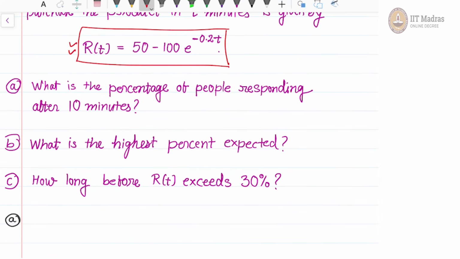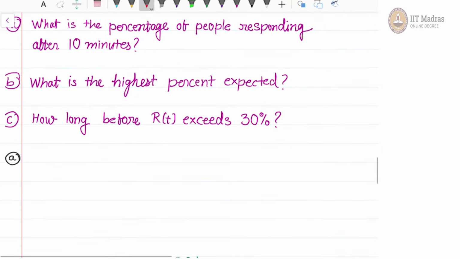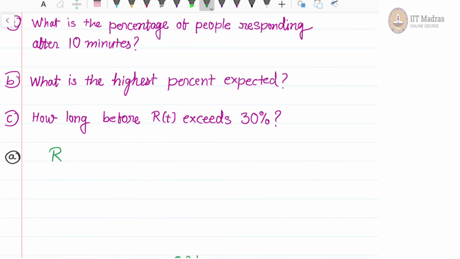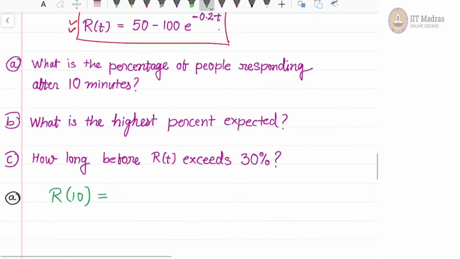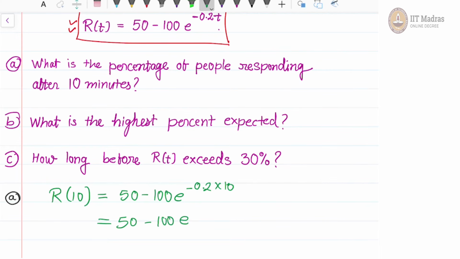So let us try to understand what percentage of people will respond after 10 minutes. That means I want to essentially evaluate the function as R(10). So if I substitute this, it will be 50 minus 100 times e raised to minus 0.2 into 10. That is simply 50 minus 100 times e raised to minus 2. And then you can calculate the value of e raised to minus 2 and put the value. That value is 36.46. Okay, so this you can do using a calculator.